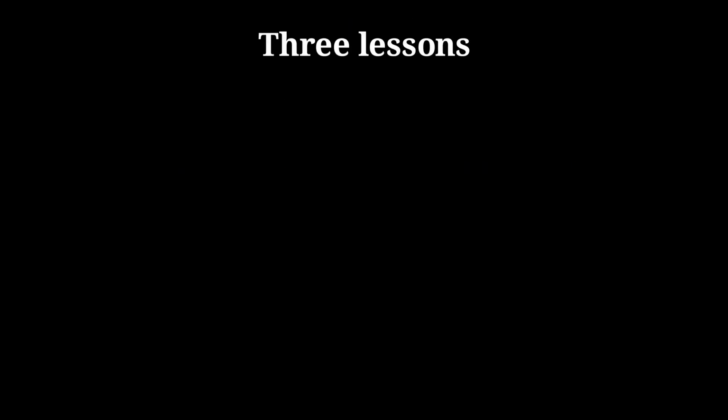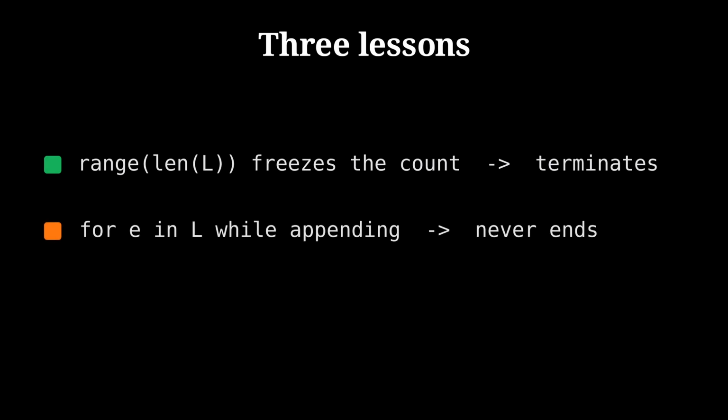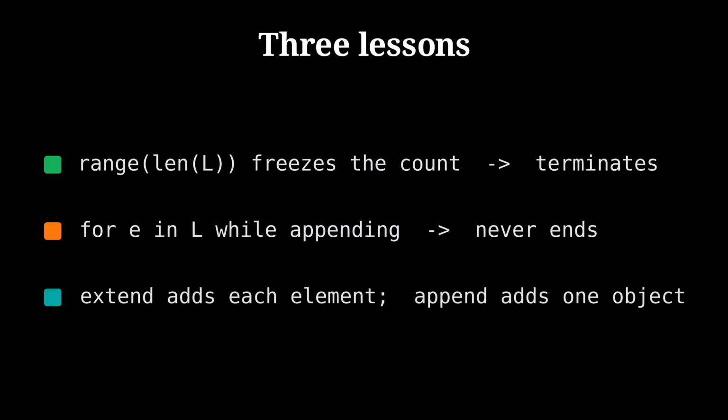3 lessons. Looping over range of the length of a list freezes the count up front, so appending inside still terminates. Looping over the list itself while appending never ends because the loop chases an ever-growing target. And extend mutates a list by adding every top-level element of the list you give it, stripping one layer of brackets, while append adds just a single object.